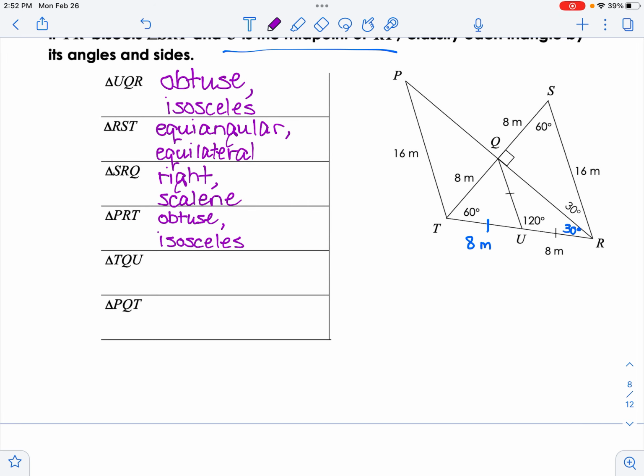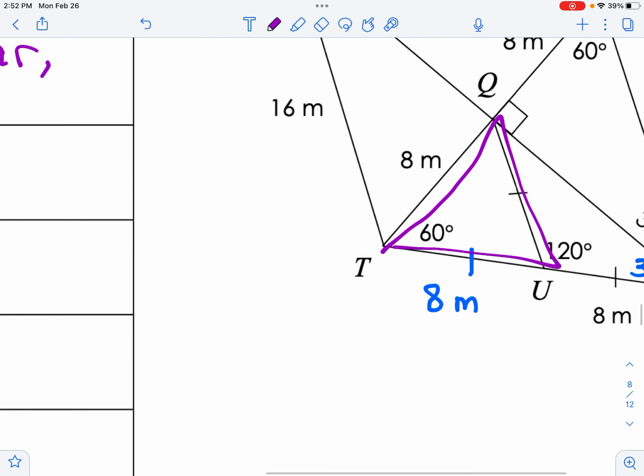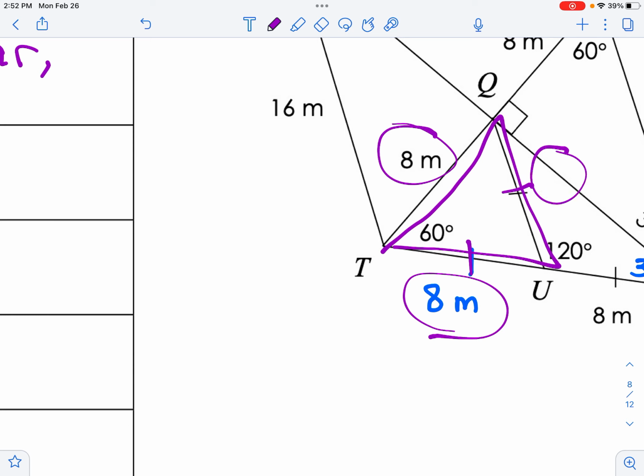Okay, two more. TQU. Well, we know that these two, this side and this side, are the same. We also know that this is 8 and this is 8, which makes this 8. So this has to be equilateral. We also know that this has to be 60 since it's a straight line. So 120 plus 60 is 180. So if that's 60 and this is 60, that makes this 60, because the 3 angles have to add up to 180.